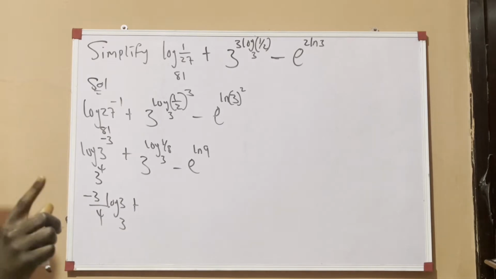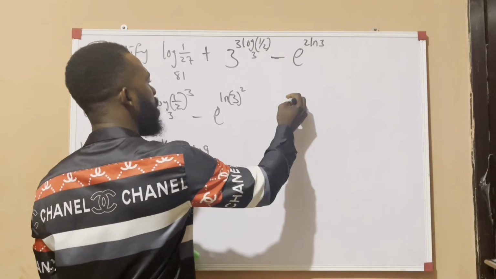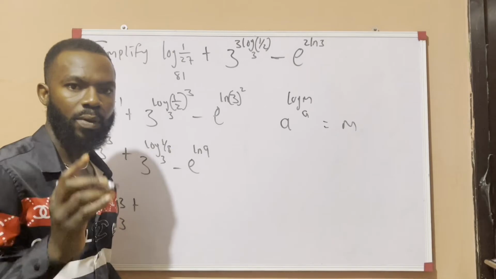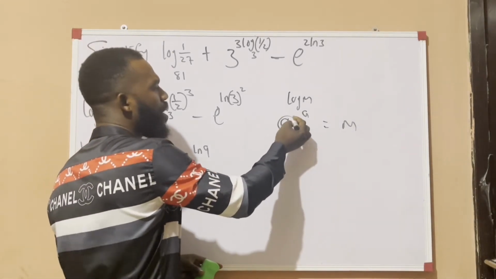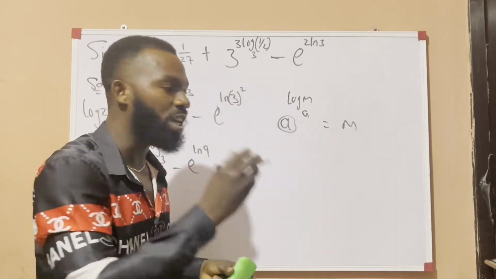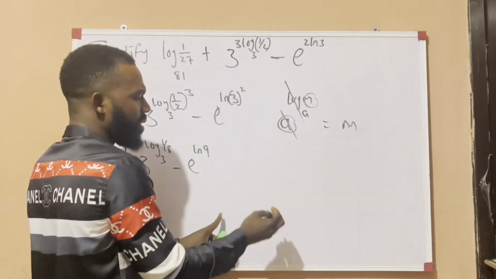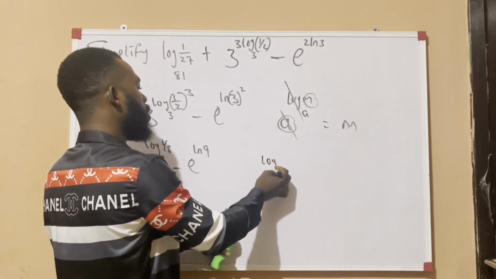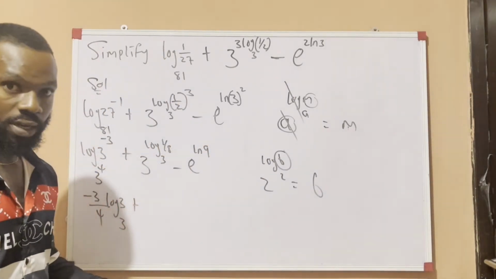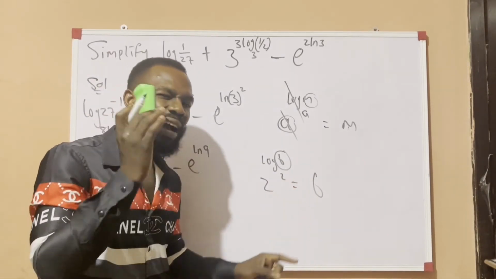now class, this is one thing you need to know. In log, there's a law which says, if you have a raised to the power of log n base a, the answer is n. When the base carrying the log and the base that the log is carrying is the same, log base a cancels a, and our answer becomes what? N. So if I have something like this class, 2 raised to the power of log 6 base 2, what is the answer? The answer is what? 6. Are you with me? This can only happen when the base and the base of the log are the same.